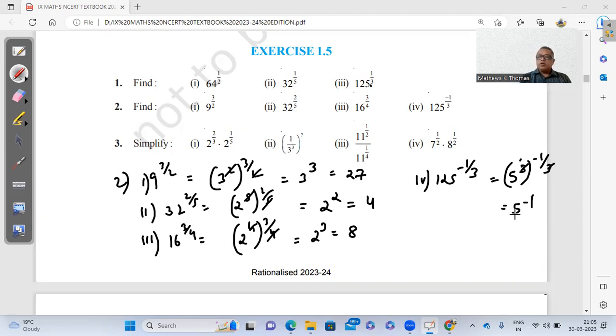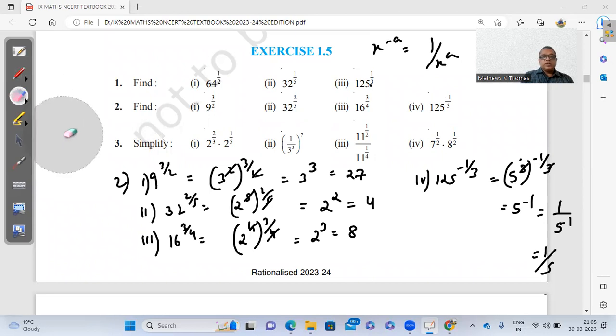Now, we did the law of exponent, which said that if you are having a negative power, we'll take the reciprocal and make it positive. So 5 to the power minus 1 can be written as 1 upon 5 to the power 1, or simply it can be written as 1 by 5. Right? So that's question number 1 and 2.